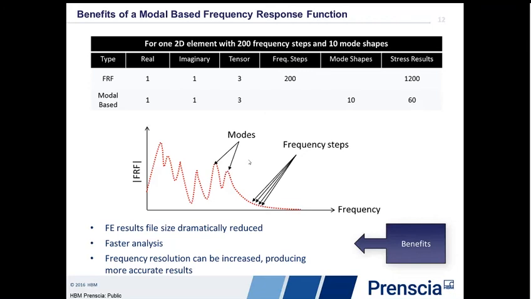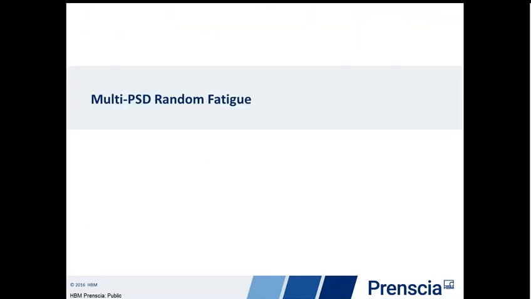It becomes even more powerful when I have multiple FRFs calculated in different directions, because now I can use the same modal shapes for all my inputs. So when possible, this has significant benefits in terms of dramatically reducing the file size. And once we have the file sizes down, the overall analysis speeds up.